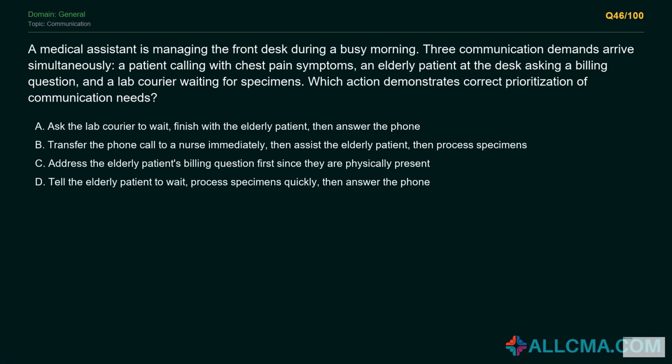Option A. Ask the lab courier to wait, finish with the elderly patient, then answer the phone. Option B. Transfer the phone call to a nurse immediately, then assist the elderly patient, then process specimens. Option C. Address the elderly patient's billing question first, since they are physically present. Option D. Tell the elderly patient to wait, process specimens quickly, then answer the phone.